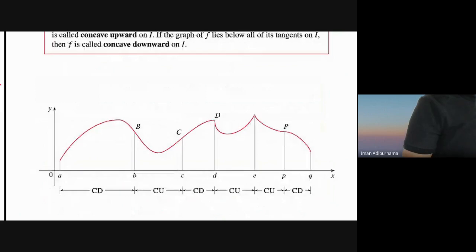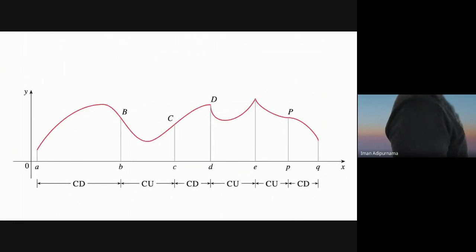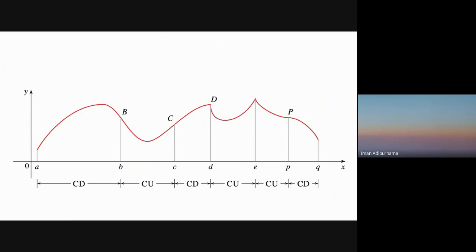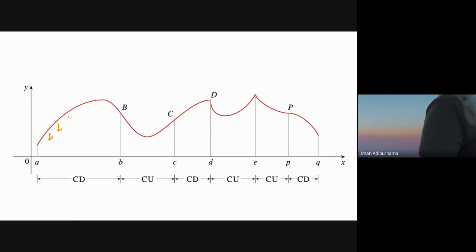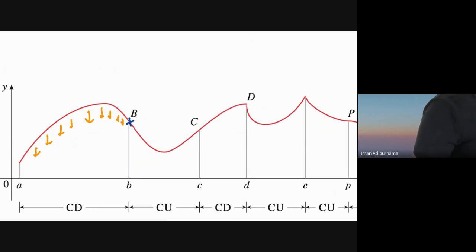If you look here, I believe this is not too complicated to look at. We have concave downward from A to B. Then it is shifted a little bit here and becomes CU, upwards. So from downwards, at around this point B, it shifts and becomes upwards. And also at C, it also shifts and becomes downwards.